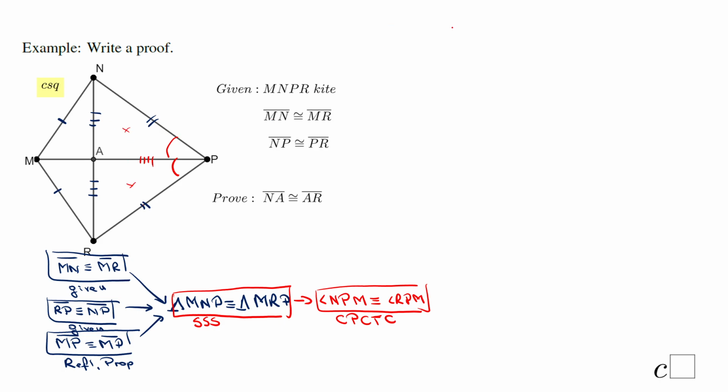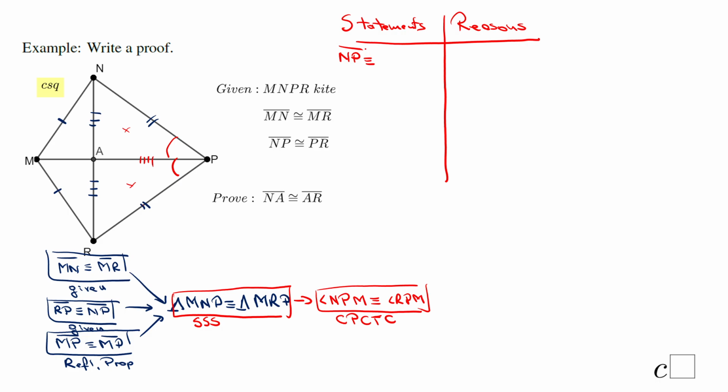So that will be right here, and then let's do two column proofs now, like we did in the previous problem. So probably I should have done this problem first. Statements, if you remember. Reasons. And like I said, we're gonna start with NP congruent to RP or PR, and that is given.